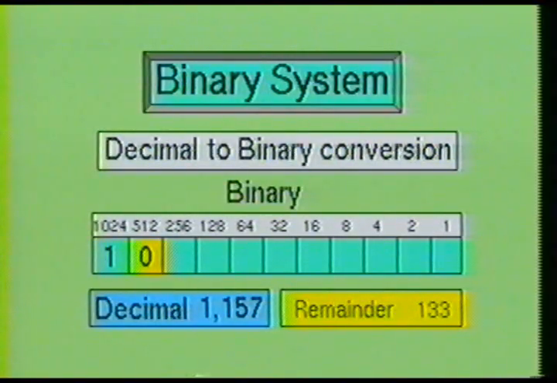We cannot subtract 512 from a remainder of 133, so we must place a 0 in the 512 column. We also cannot subtract 256 from our remainder of 133, so we will place a 0 in the 256 column. But we can subtract 128 from the remainder of 133, which leaves a new remainder of 5. Since we have used this value, we must put a 1 in the 128 column.